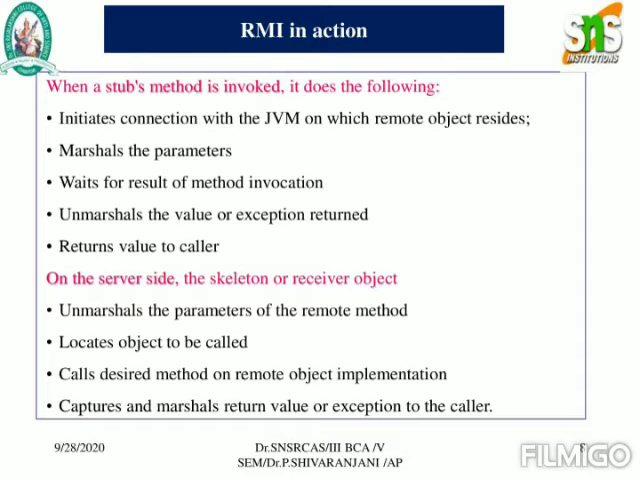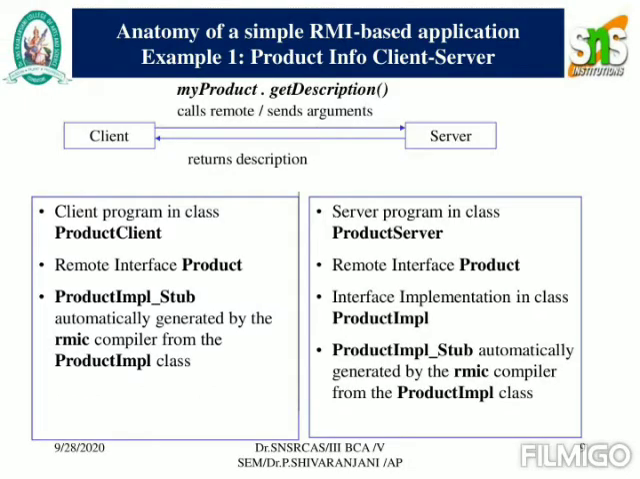On the server side, with the help of your skeleton or receiver object, you can unmarshal the parameters of the remote method. Then you can locate the object to call the function. Next, you can call the desired method on the remote object implementation. It captures and marshals the return value or exception to the caller. So this is the action that takes place inside your RMI architecture.